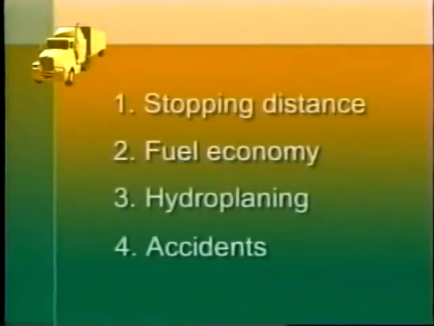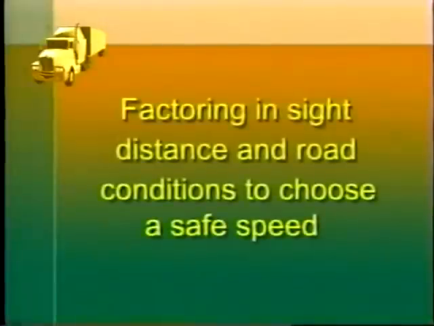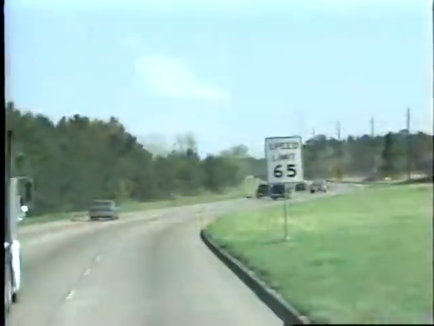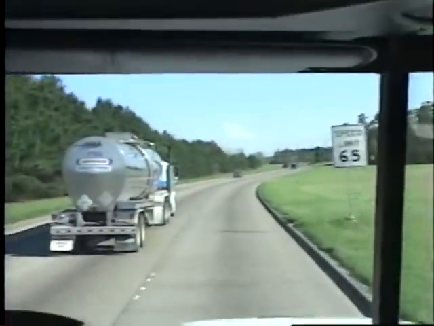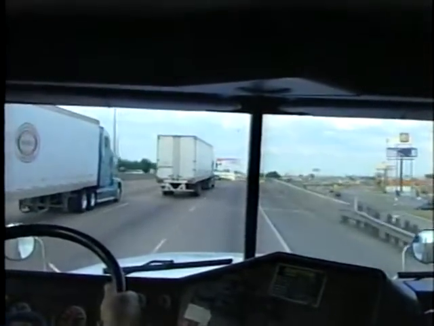In this segment, we'll review safe operating speeds as they relate to stopping distances, fuel economy, hydroplaning, and accidents. We'll also explain how to factor in the driver's sight distance and road conditions to determine safe operating speeds. Speeding is defined as driving faster than the posted speed limit or driving too fast for the conditions.